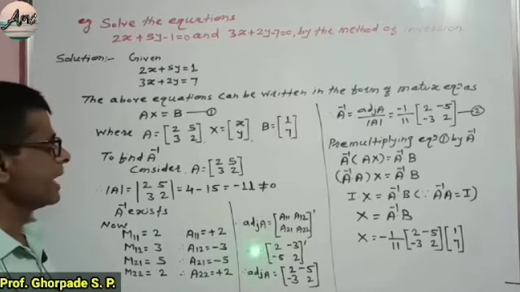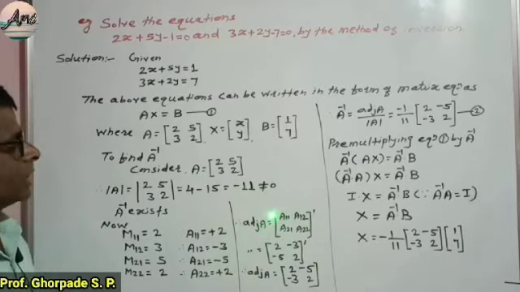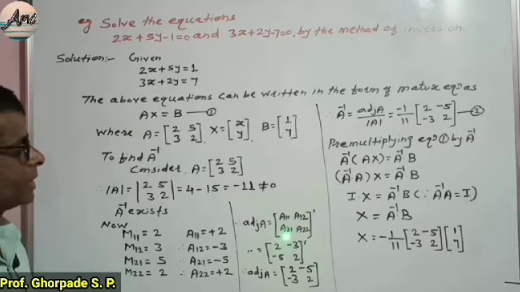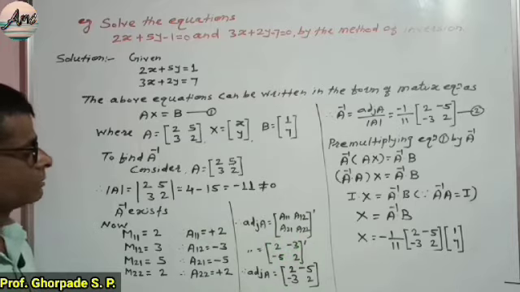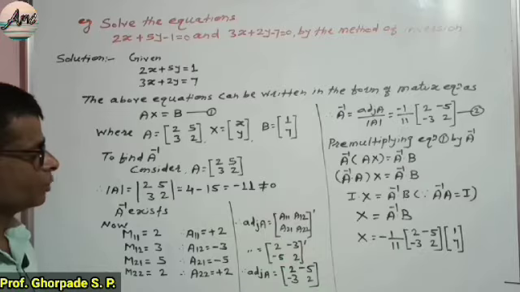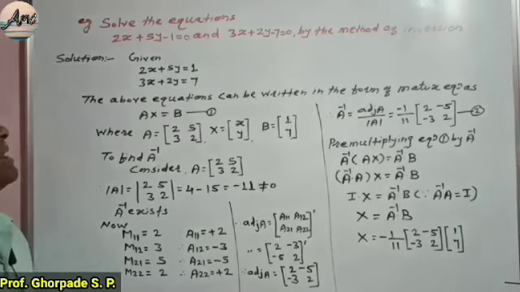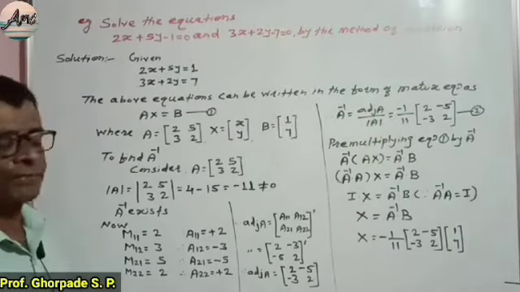Now let us find the adjoint of A, which is the transpose of a matrix consisting of what? The cofactors. So A11, A12, A21, A22. That is A11 is 2, A12 is minus 3, A21 is minus 5, A22 is 2. Let us take the transpose of this matrix, which means what? Rows are to be converted into columns. So the first row 2, minus 3 becomes the first column and the second row minus 5, 2 becomes the second column.